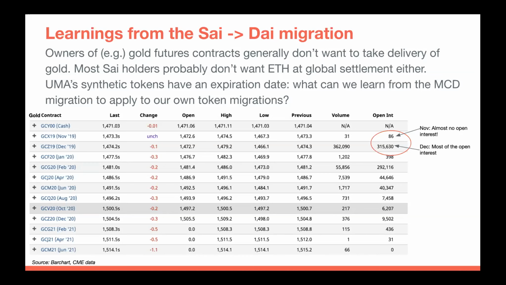In this real-world example, you can look at the open interest numbers in gold futures contracts, and you can see how aggressively the open interest shifts from one month to the next as we approach delivery, because most users don't necessarily want to take delivery of the underlying collateral.